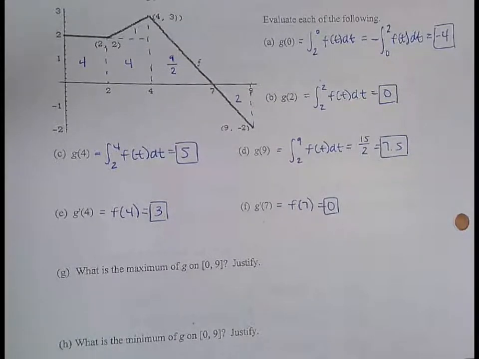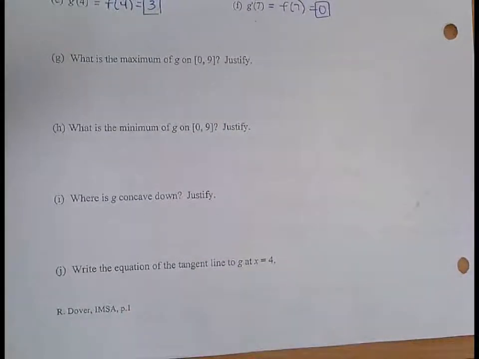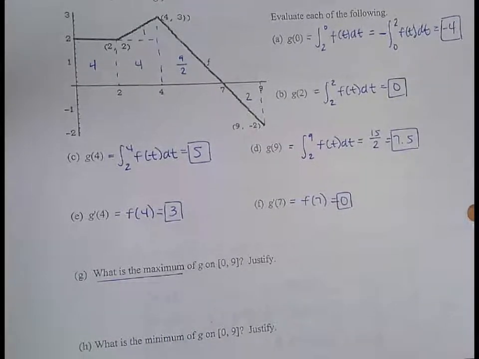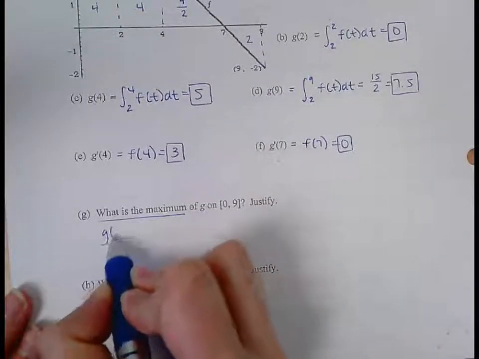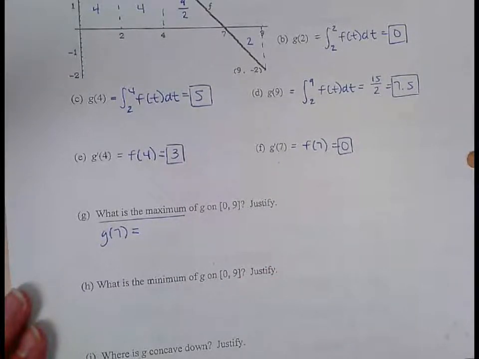Any questions on those? Some of you I know started looking ahead. I just want to make sure you have the correct reasonings for these next ones. So what would you say is the maximum of G on the interval from 0 to 9? G of 7, yes. And again, when it asks what is the maximum, it's really looking for the Y value, but as long as you say G of 7 equals and then the value, so what would G of 7 be? 9.5.